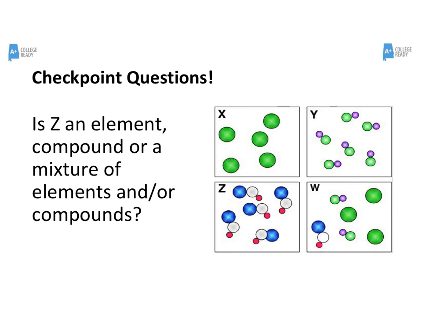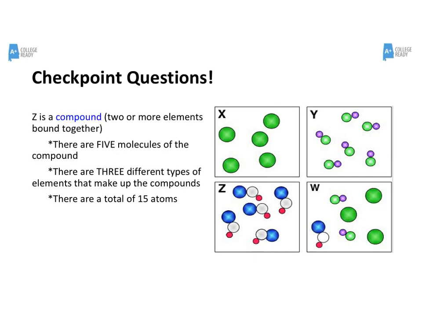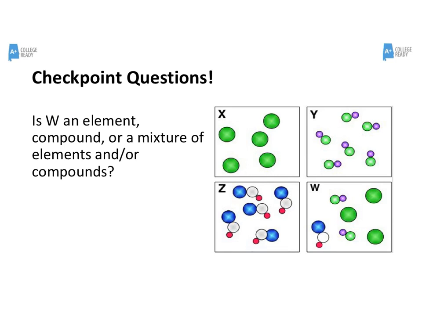Is Z an element, a compound, or a mixture of elements and or compounds? Z is a compound also, 2 or more elements chemically bound together. There are 1, 2, 3, 4, 5 molecules in this box. Any one molecule is made up of 3 different types of atoms. For every one molecule, we have 3, and we have 5 molecules, so there are a total of 15 atoms in this box. Is W an element, compound, or a mixture of elements and/or compounds?